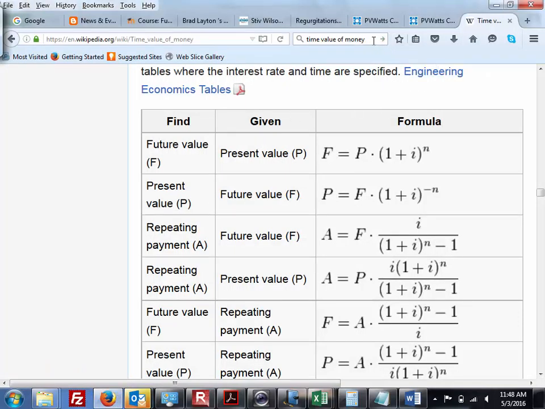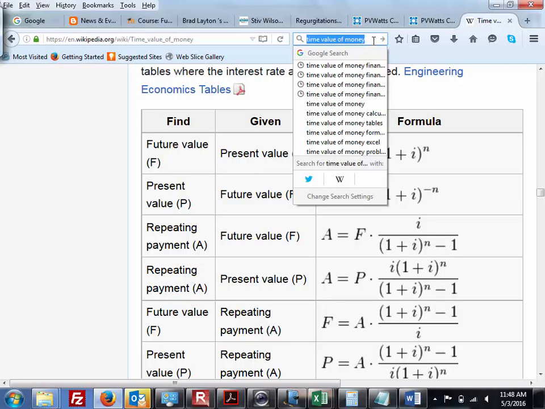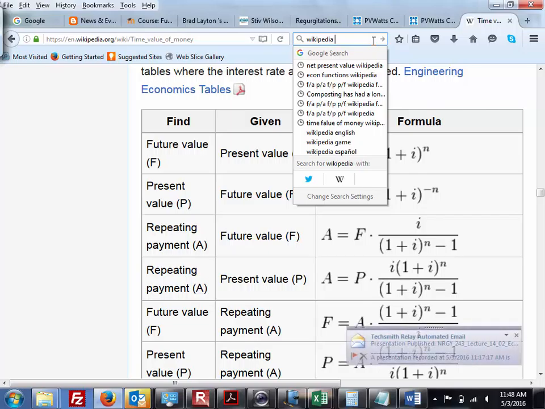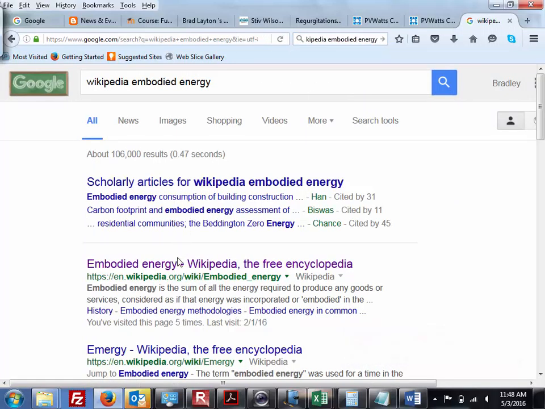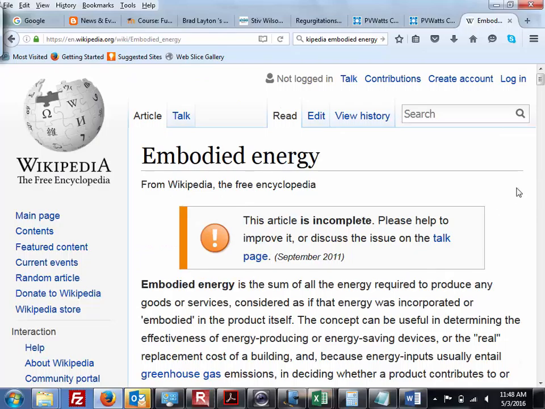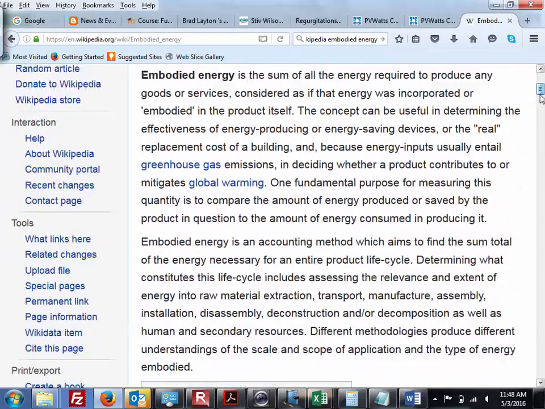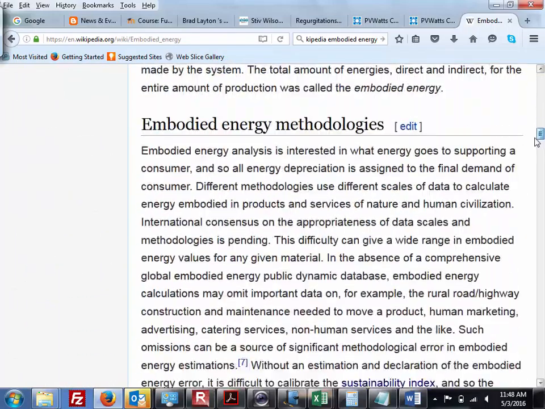So let's go. We're in Wikipedia. You guys all paid your $3, right? Oh, yeah. It's unbelievable. It's huge.